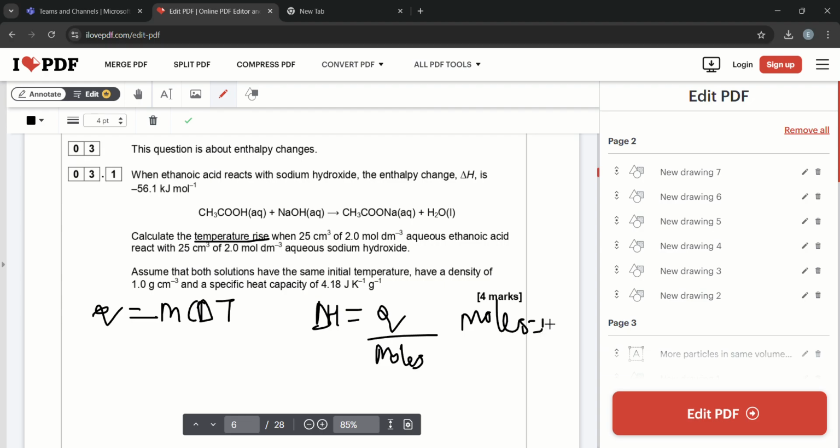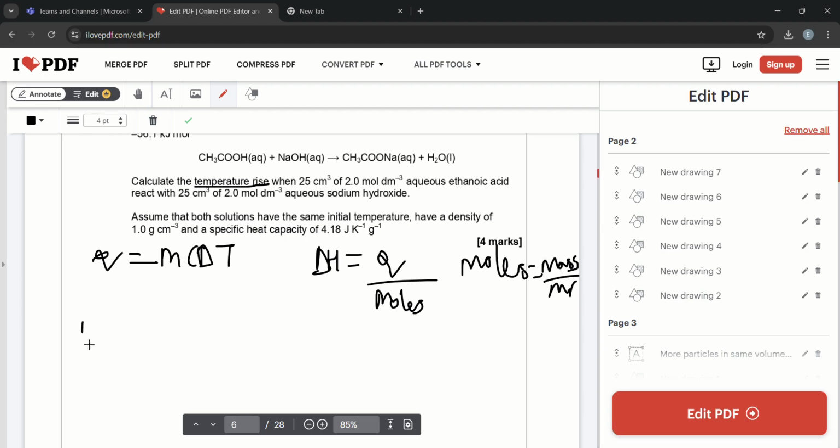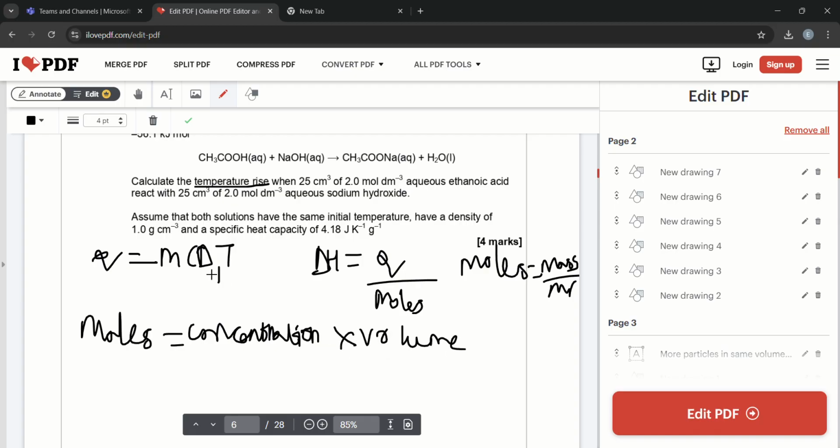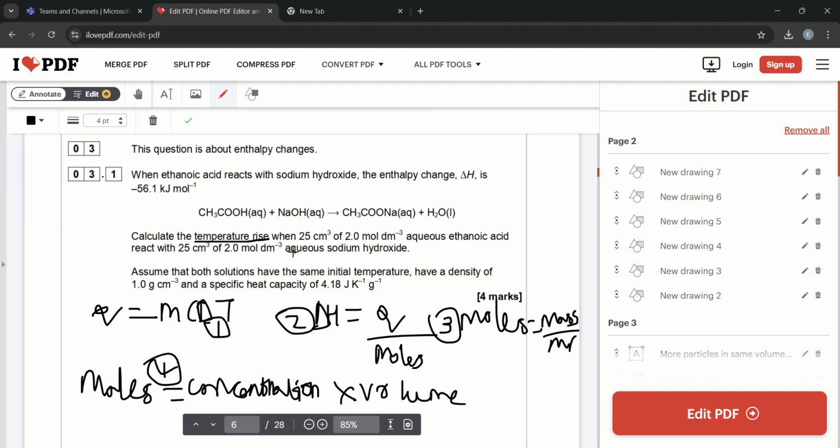Moles equals mass over Mr. Moles equals concentration times by volume. So, 4 equations. But hopefully you know all of these off by heart. So we are trying to find the temperature rise, delta T.